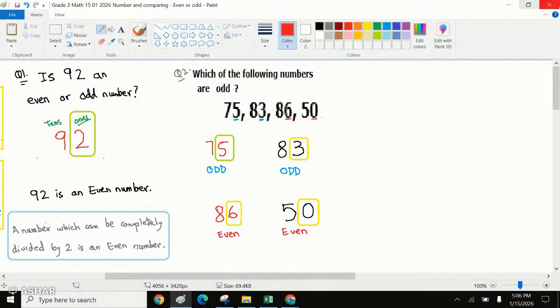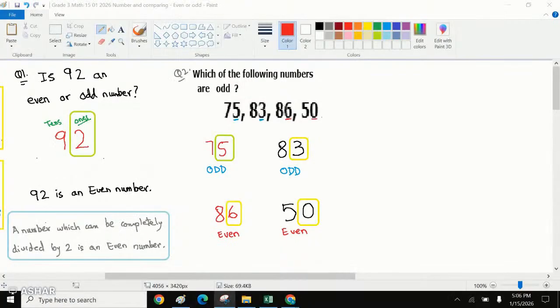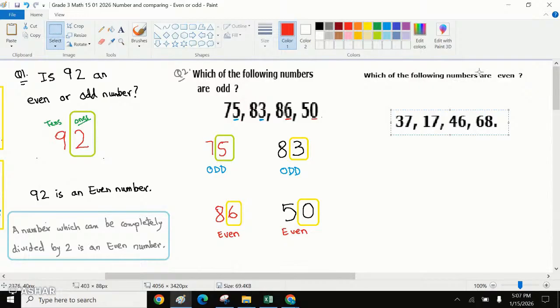Let's look at another example. Again they are saying, which of the following numbers are even numbers. In this case they are asking us to find the even numbers. Let's try to find the even numbers out of these four numbers. So this time we'll just look at the even numbers only. We would not try to find all the numbers. Which of the following are even numbers?